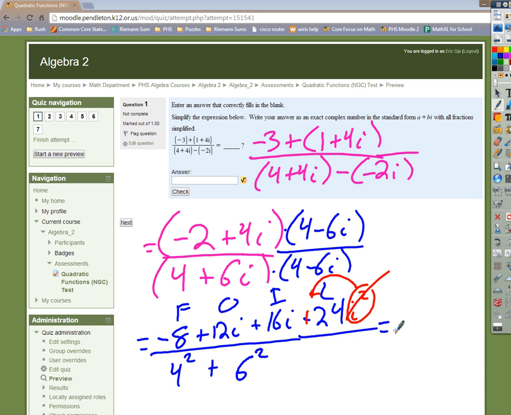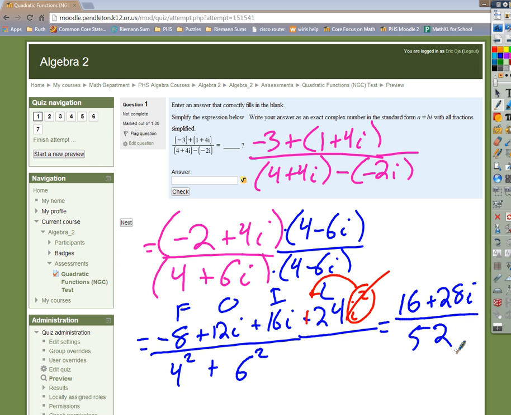Well, if we add up like terms, I'm going to get negative 8 plus 24 is, what is that? 16? Then 12i plus 16i is 28i. So that's what I get on the top. On the bottom, I get 16 plus 36 is 52. So that's my answer. I could just reduce that a little bit, couldn't I?